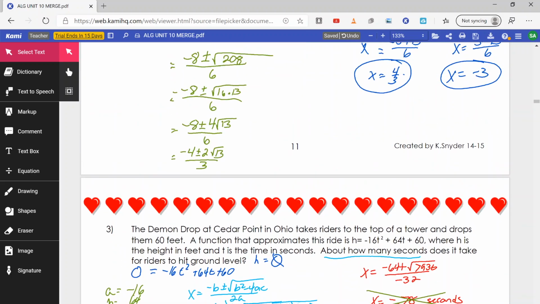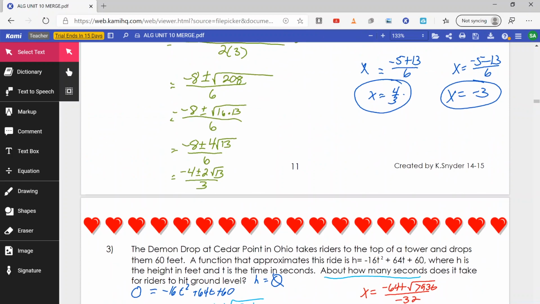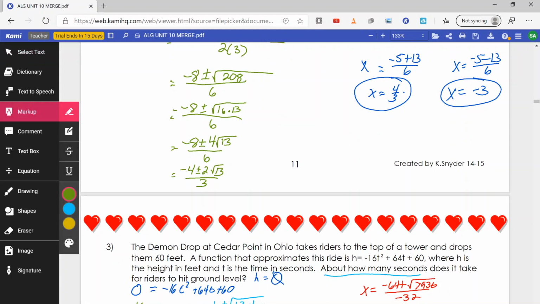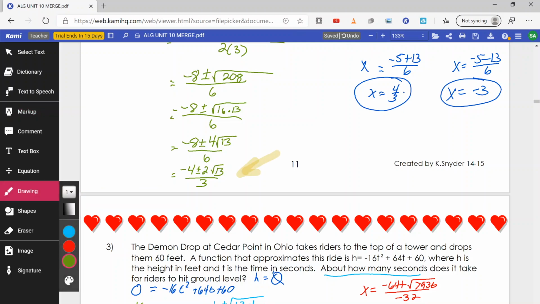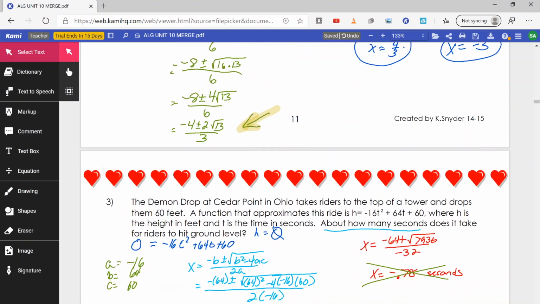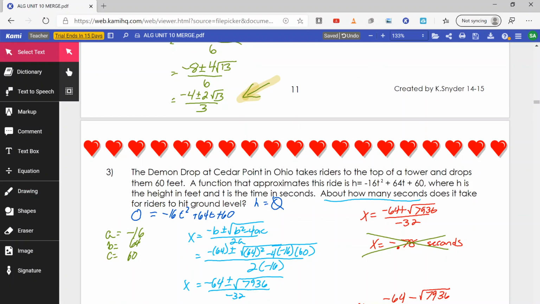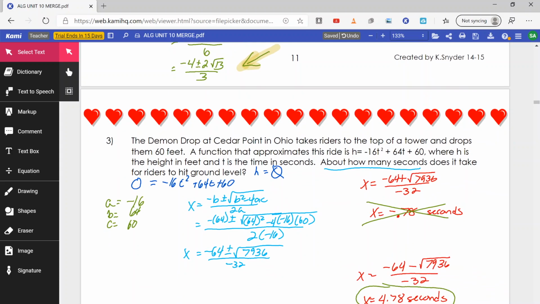So sometimes we get a situation where we will leave it as an improper fraction, like negative 4 plus or minus 2 root 13 over 3. Sometimes we get nice answers, like 4/3 and negative 3. And other times, depending on the situation given in our problem, we may have to eliminate one of the answers we get because it does not make sense.